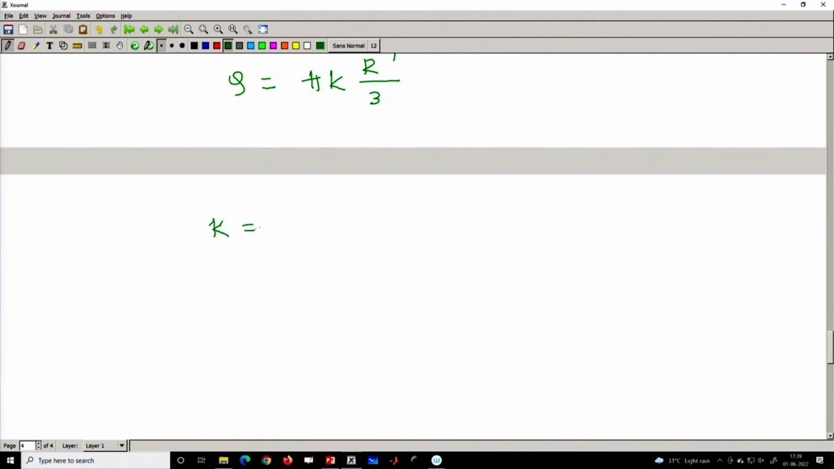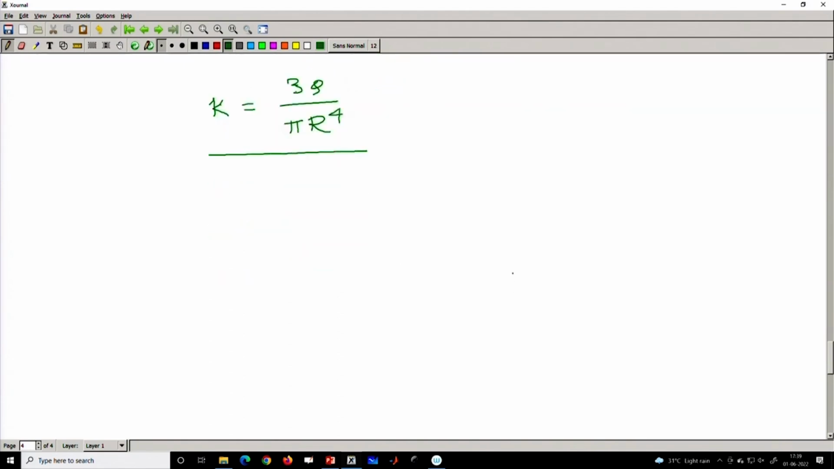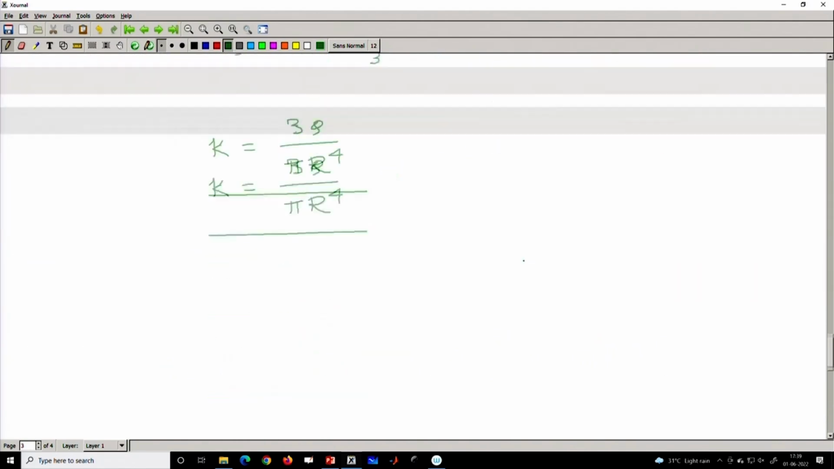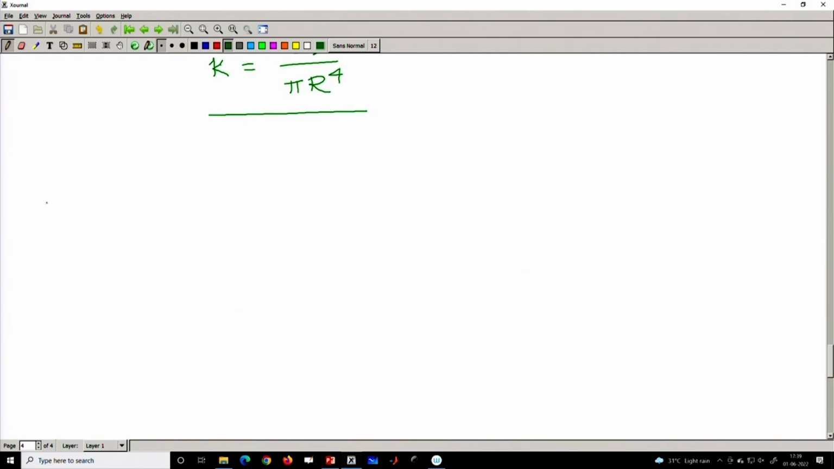My k should be, in terms of total charge, 3 Q divided by pi R to the power 4. That should be my first answer. What about the second one? What is the electric field? So, I am going to use Gauss's law here simply.